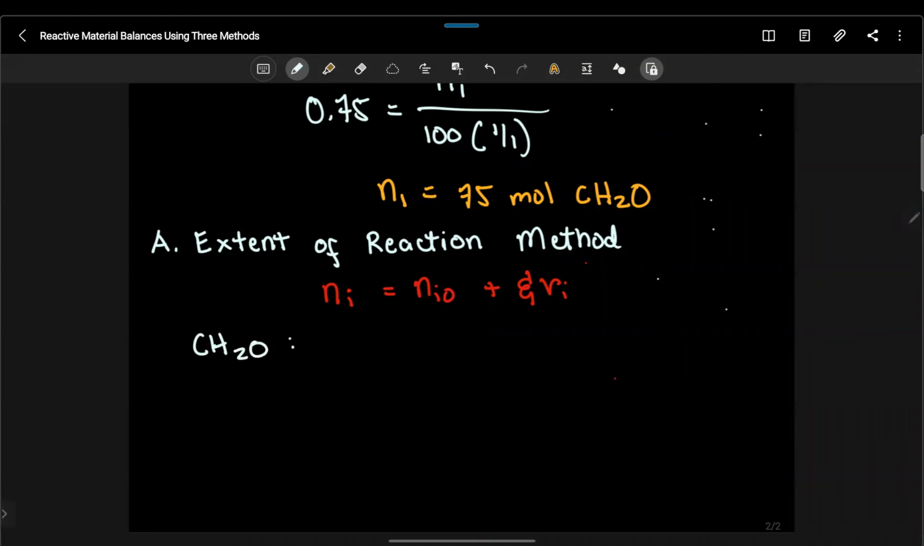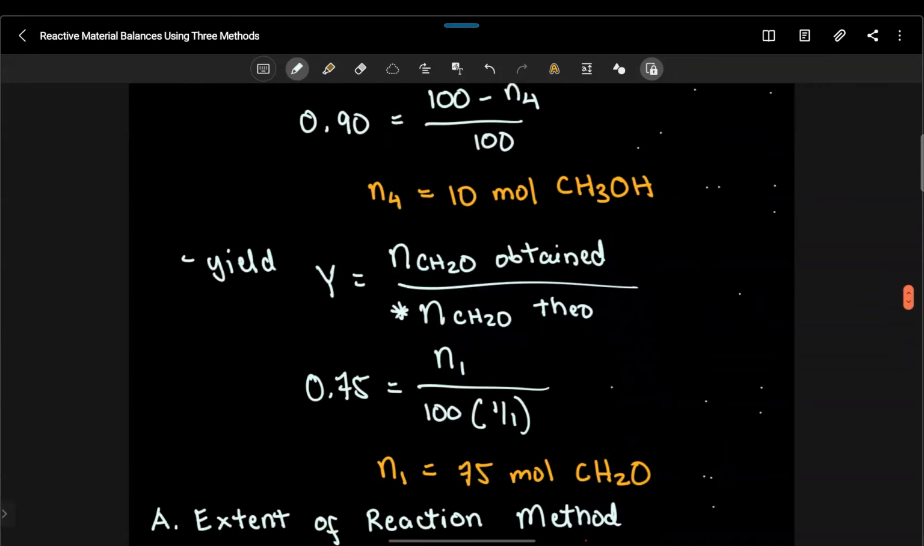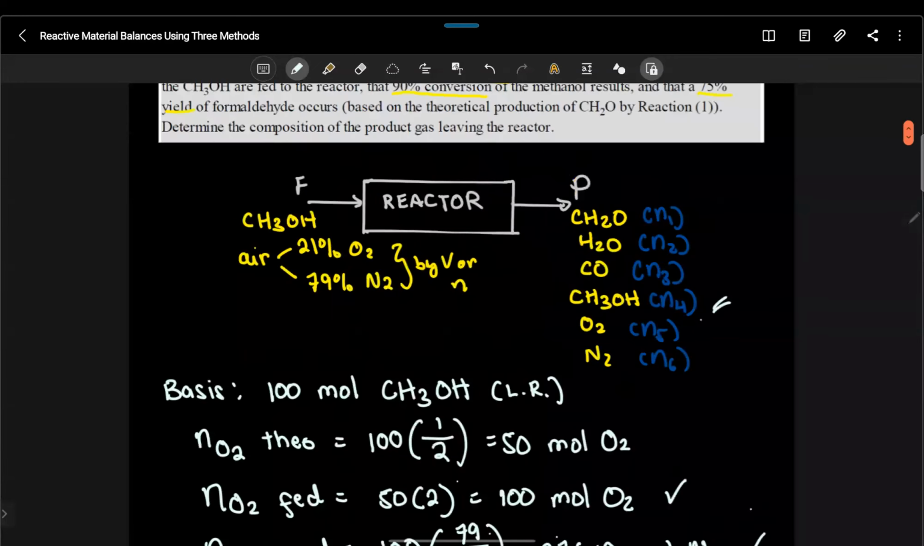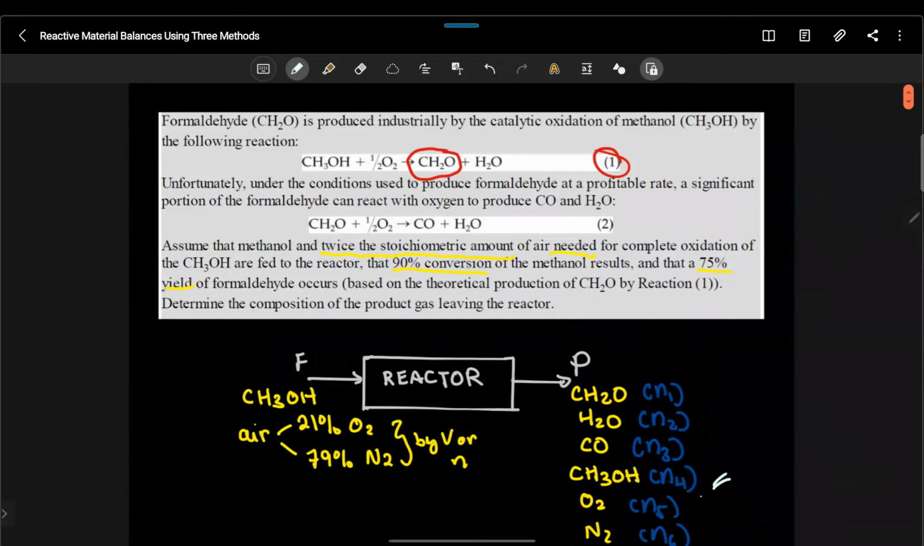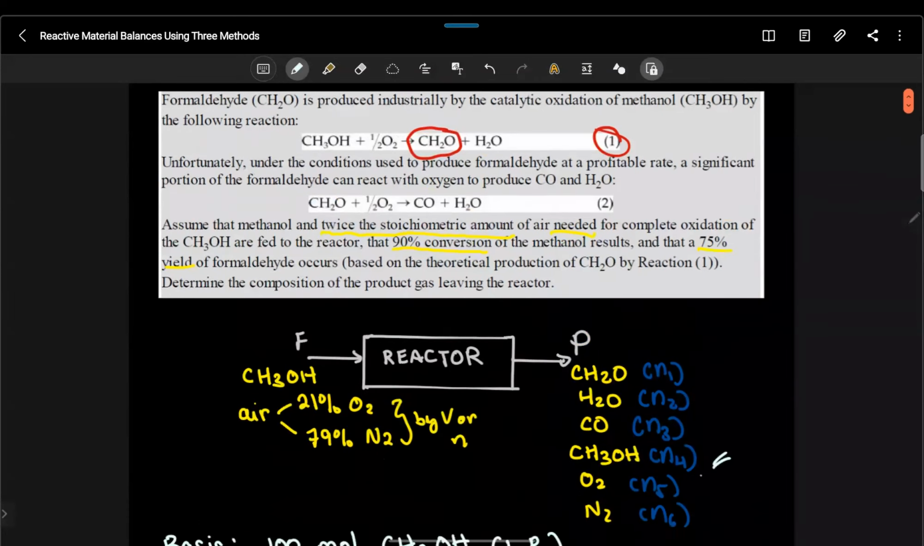Okay, so formaldehyde is N1 equals initial moles of formaldehyde. Well, wala tayong pinasok na formaldehyde, so 0 siya. Plus extent. Now, anong extent na yan? Dalawa kasi yung reactions, therefore there will be 2 extents of reaction. So check natin si formaldehyde, nasan ba siya? Okay, so reaction 1 or reaction 2? So formaldehyde participates both in reaction 1 and in reaction 2. So in reaction 1, formaldehyde is a product, while in reaction 2, formaldehyde is a reactant.